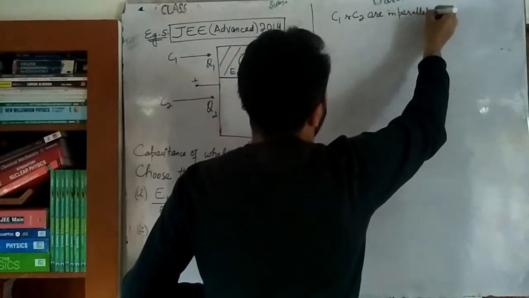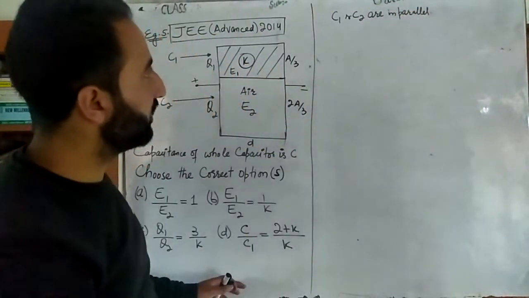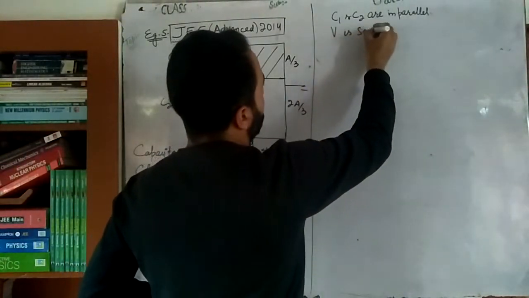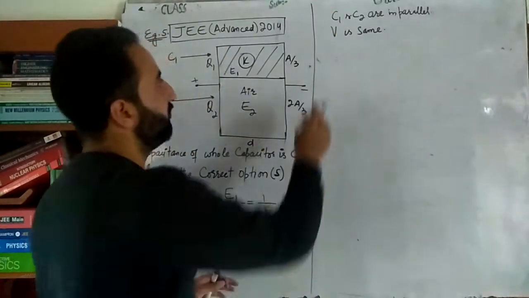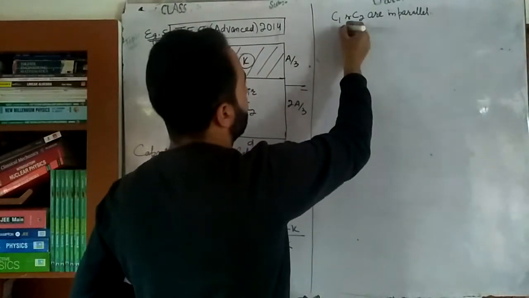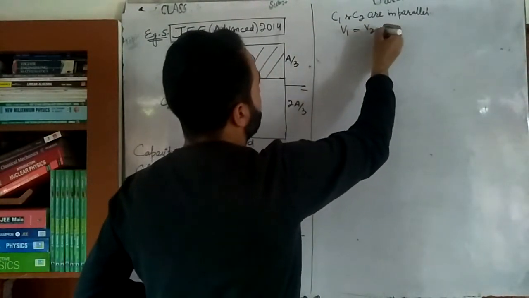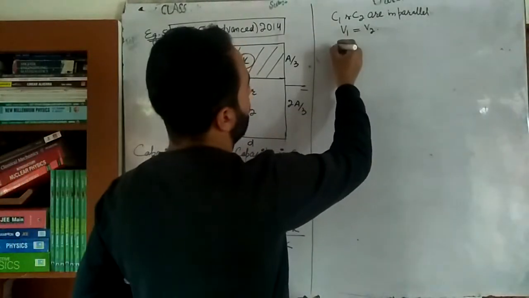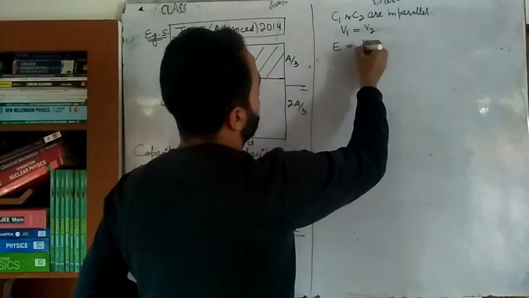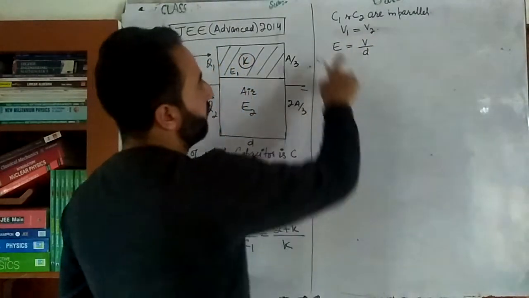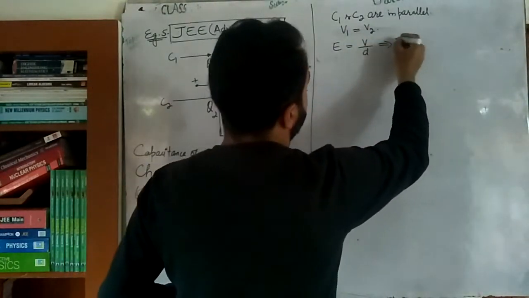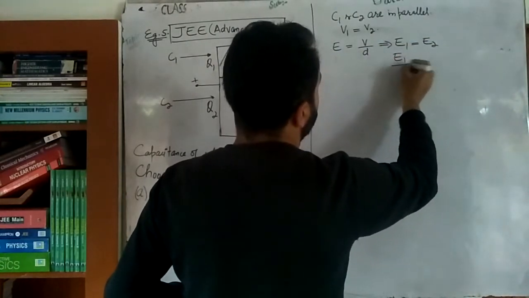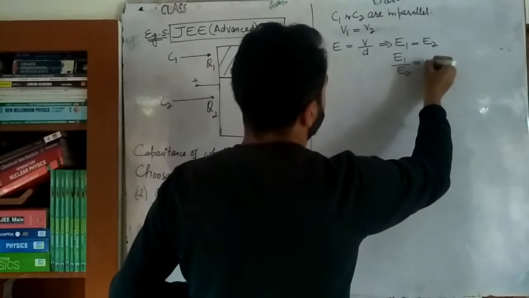Since they are connected in parallel, it implies that V will be the same. That means the potential difference will be the same. So I will write that V1 is equal to V2. Then we have the equation for the electric field, and what is that? Electric field is the negative gradient of potential, so V by D. Now when V is constant, this in turn implies that E1 is equal to E2, or E1 by E2 is equal to 1.